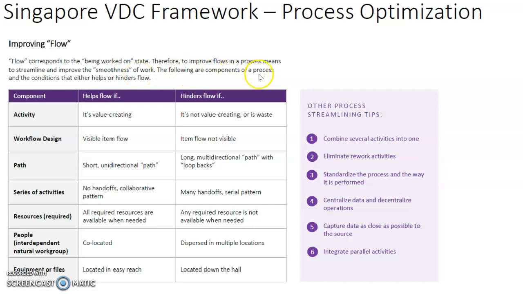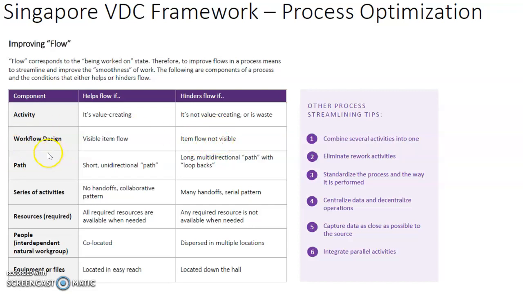The following are some components of a process and conditions that can either help or hinder the flow. And it is useful if we know how to identify what helps or what hinders the flow. For example, if we look at the component, it will help the flow if the activity is value creating. But it will hinder the flow if it is not value creating or it is a waste. In terms of a workflow design, it will help the flow if the item is visible, visible item flow. But if it's not a visible item, it will hinder the flow.